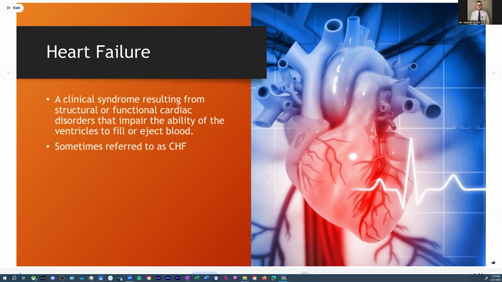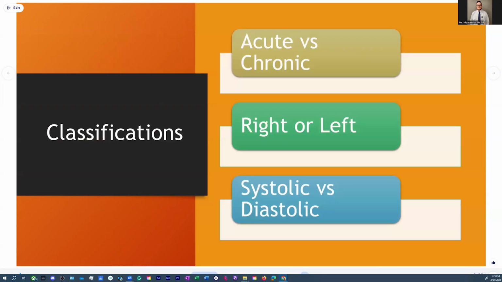But that's kind of a general term. You can say heart failure, you can say CHF. It's going to be acute or chronic. There can be acute episodes of heart failure, but most of the time it's a chronic development. And technically, heart failure is either going to be right or left, or technically speaking, it's going to be systolic or diastolic failure.